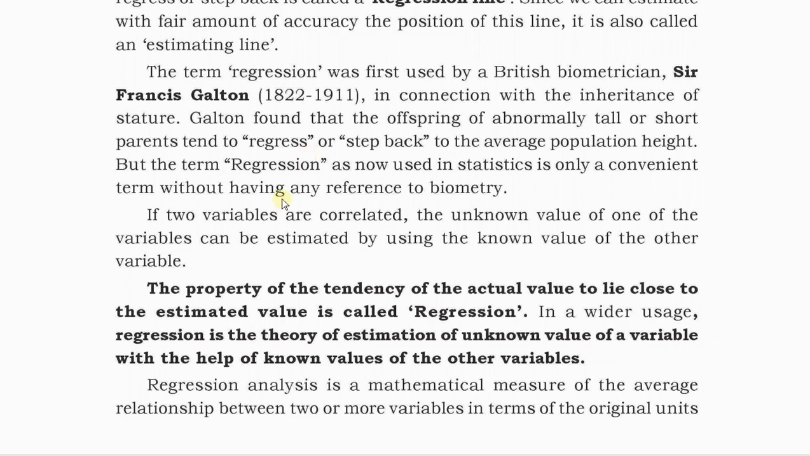Okay. If two variables are correlated, the unknown value of one variable can be estimated by using the known value of the other variable. So once we have established the correlation between the two variables, then you can predict the unknown value of one variable using the known value of another variable.